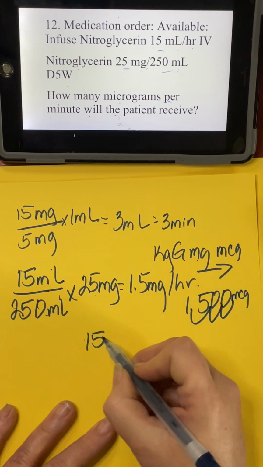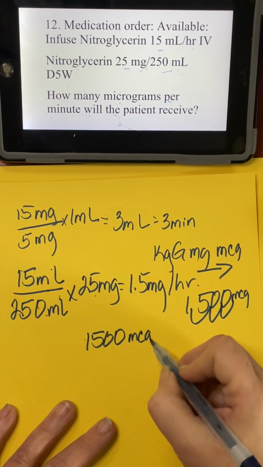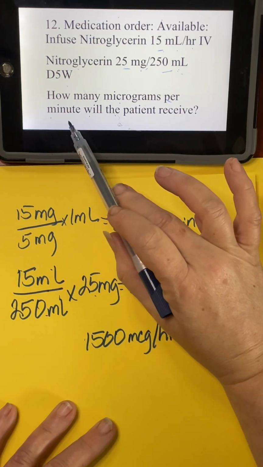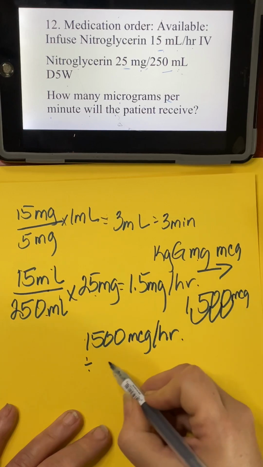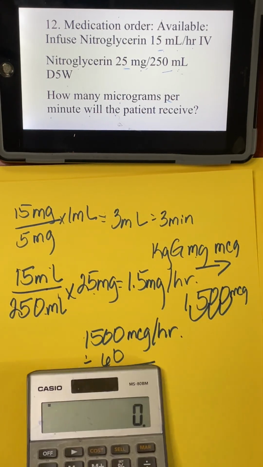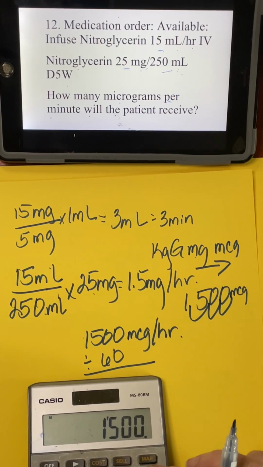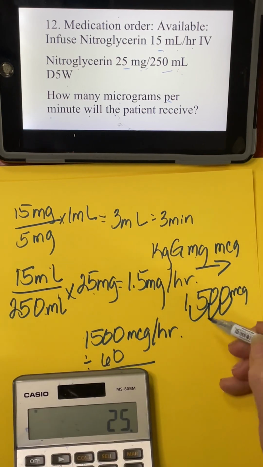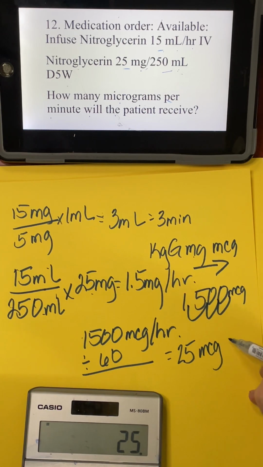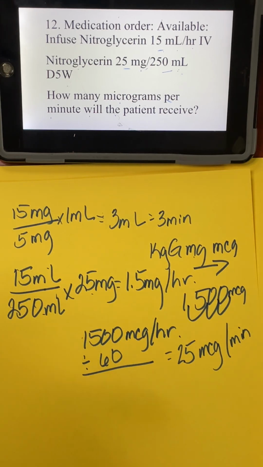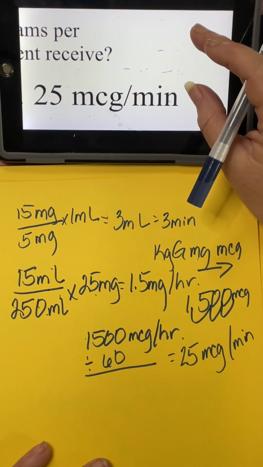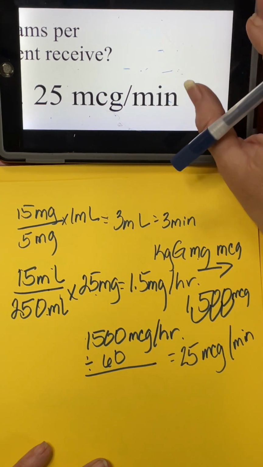So 1,500 micrograms, and this is per hour. And of course, Ethel wants minutes, so we will divide this by 60. That's all you got to do. And look, 1,500 divided by 60 equals 25 micrograms per minute. Look, boom. Sure enough is 25 micrograms a minute. Okay.